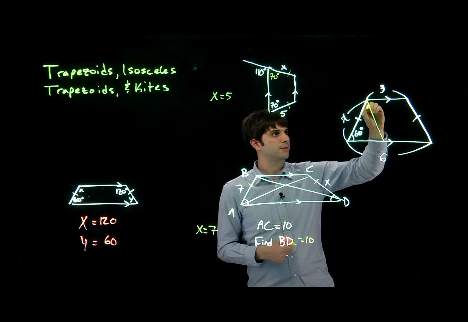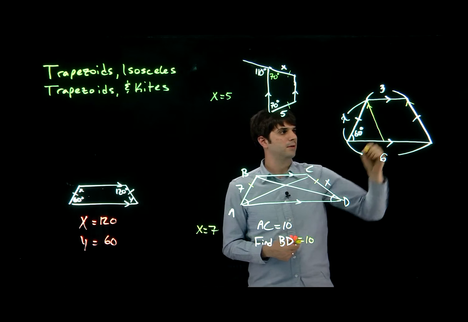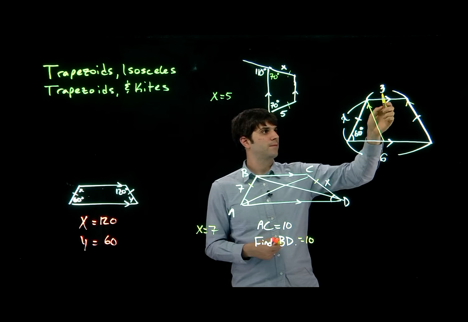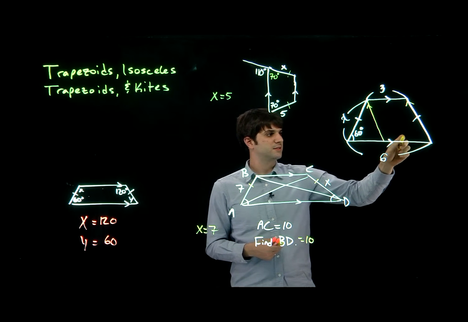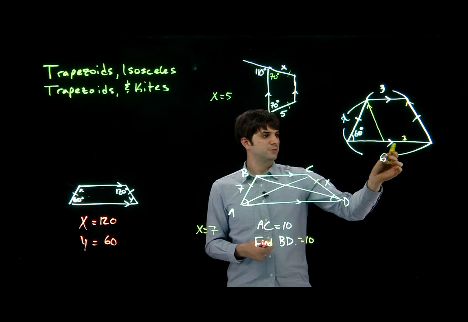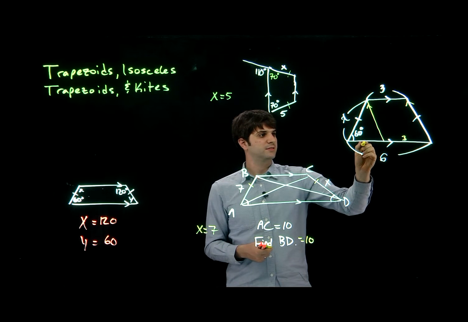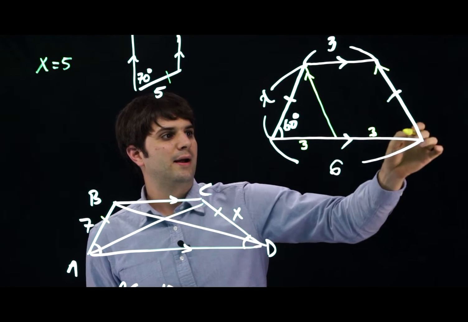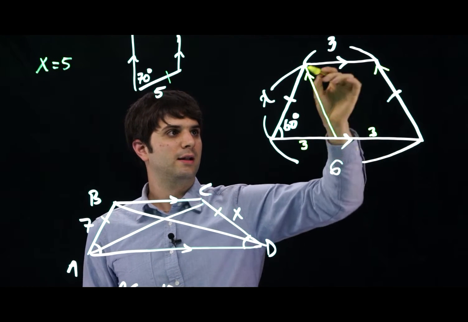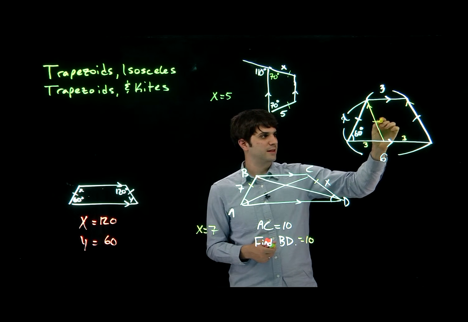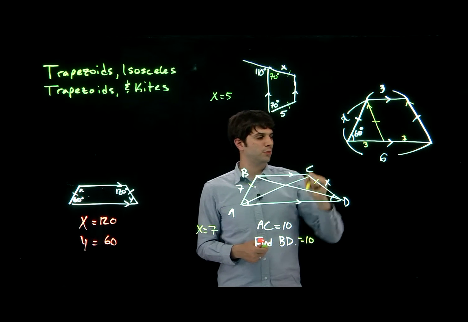Okay, so I want to make these parallel. Now, if those are parallel, then since this distance is 3, this distance also must be 3. And if that distance is 3 and this whole distance is 6, then this distance is 3. So we know that we have a parallelogram here. If this is a parallelogram, then this yellow side must be congruent to this white side.